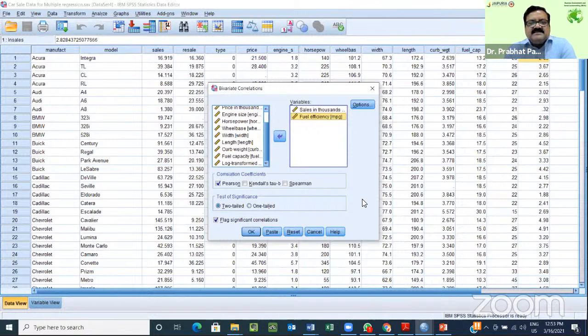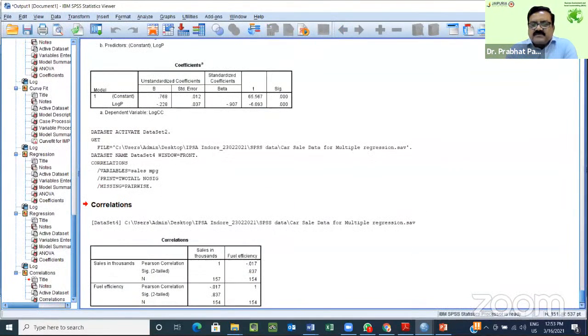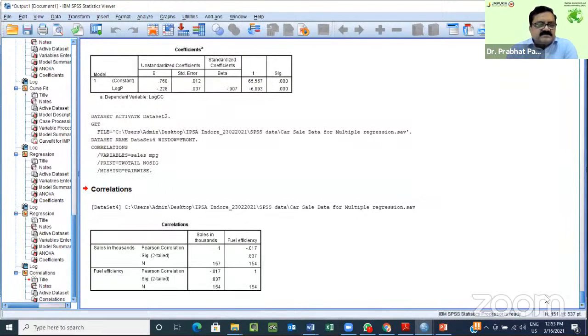So it makes sense. Let's have a look at how sales and fuel efficiency are related. When I run this correlation between the two, this is the result I got. Can you interpret this result? Anybody from your side?